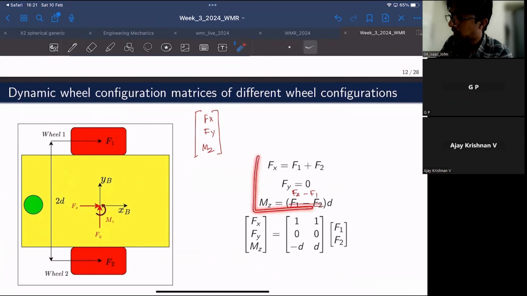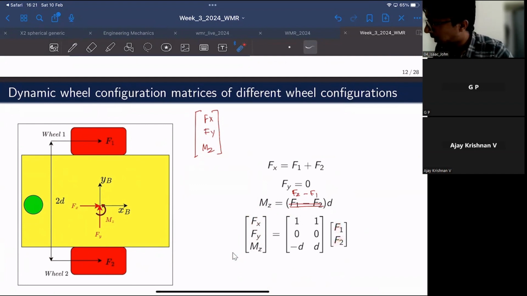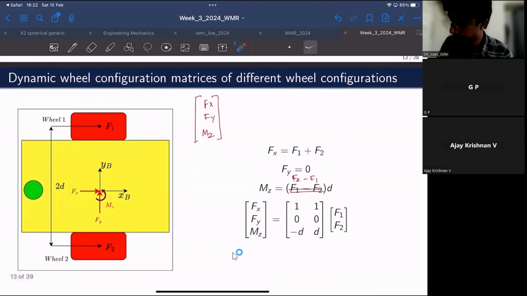So if you write all these expressions into vector and matrix form, this is what you would get over here. So if you are able to determine these parameters, you can easily find out what F1 and F2 are. Or conversely, the opposite is also true. If you know what F1 and F2 are, you can determine the forces exerted, Fx, Fy, and Fz. And with that, you can also determine how the robot moves.